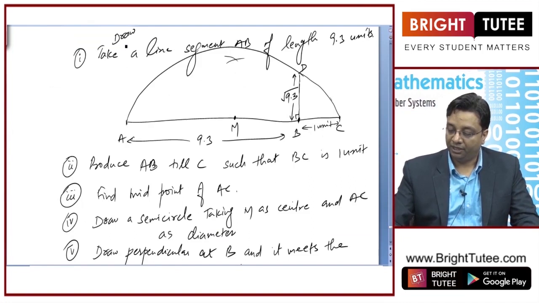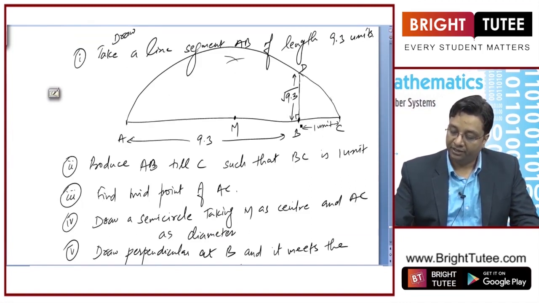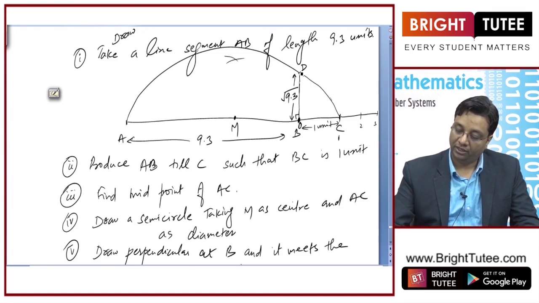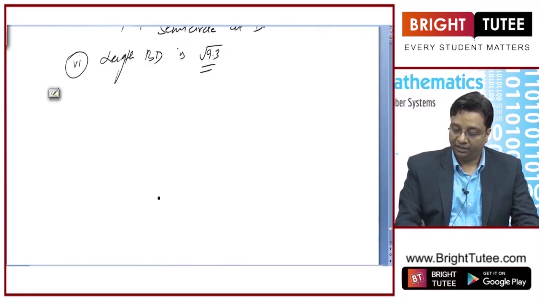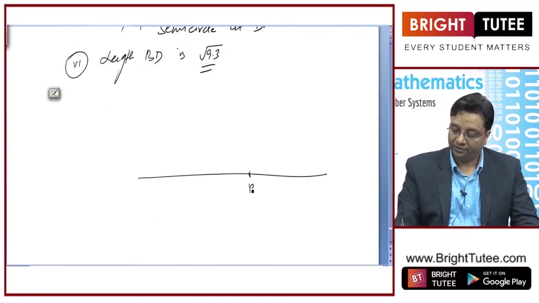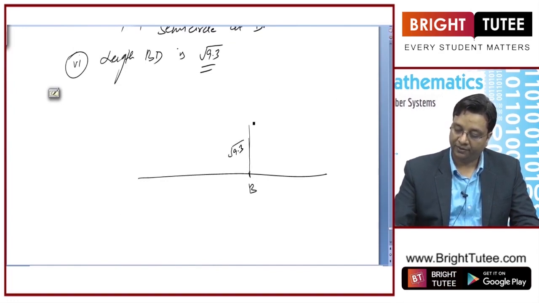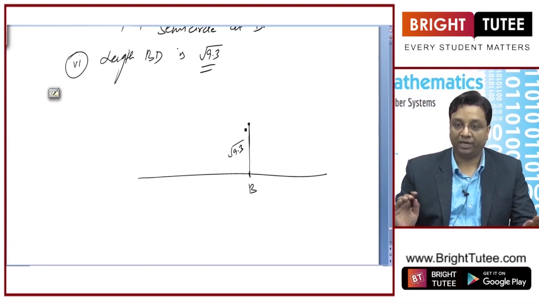So let it be the number line and this point B is, let us say, 0. Okay. So C will be 1 and you keep on extending it. So let it be 2, 3 and so on. Now you take a compass and draw an arc. So it will meet the number line at root 9.3. If you take this point B where we have drawn this length, this is root 9.3. This much we know by now, right?